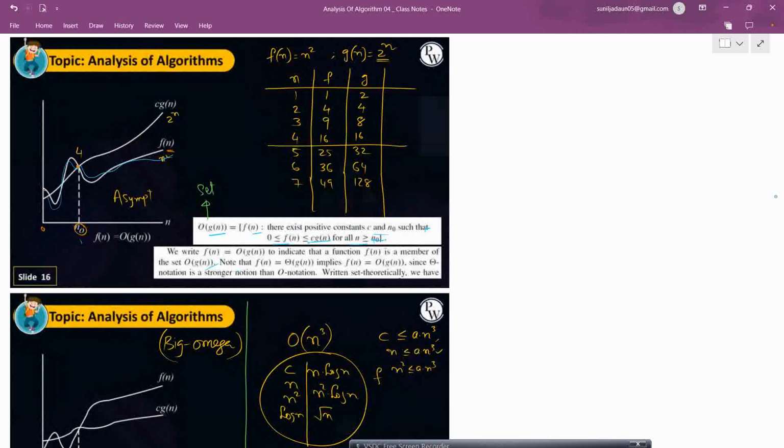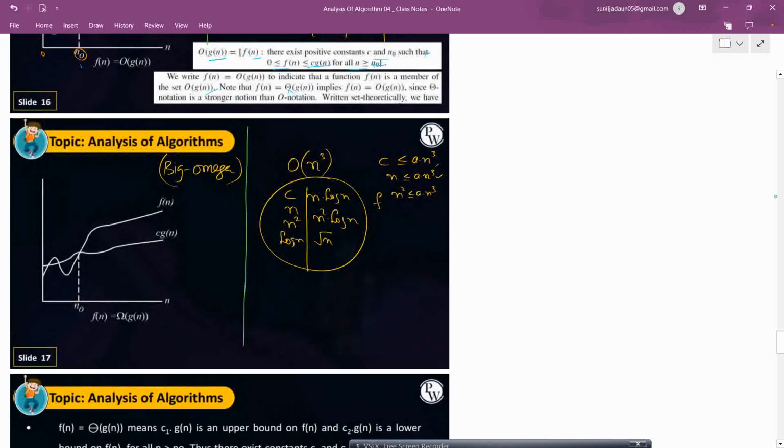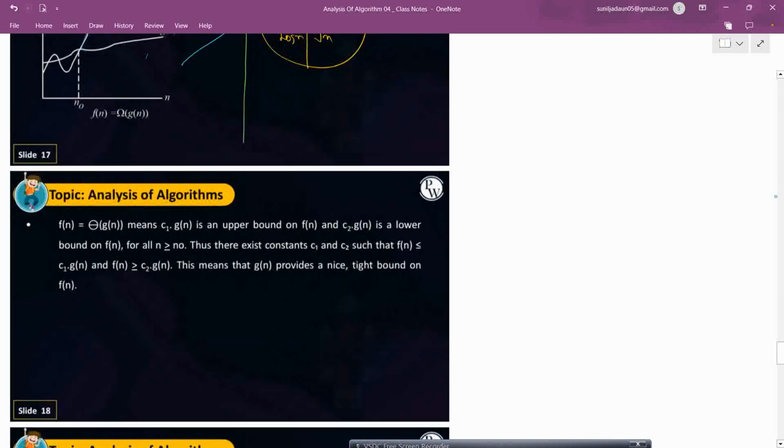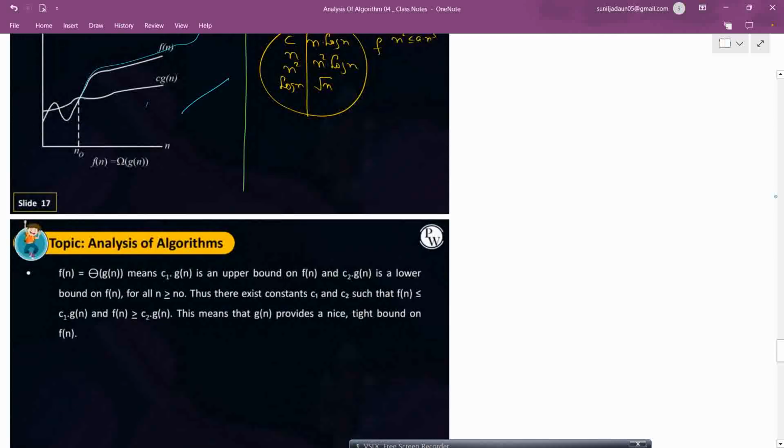Note that f(n) = Theta of g(n) implies f(n) = Omega of g(n), since Theta notation is a stronger notation than Omega notation. This is the big Omega: f(n) is always higher than this value. And this, which means it is the upper bound of f(n).